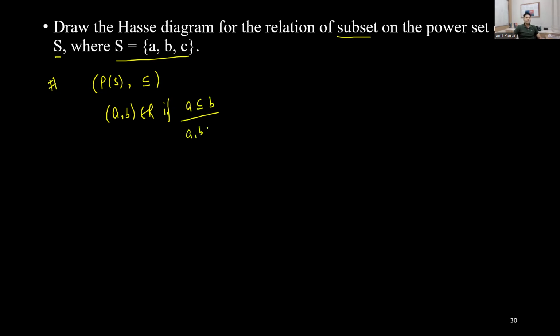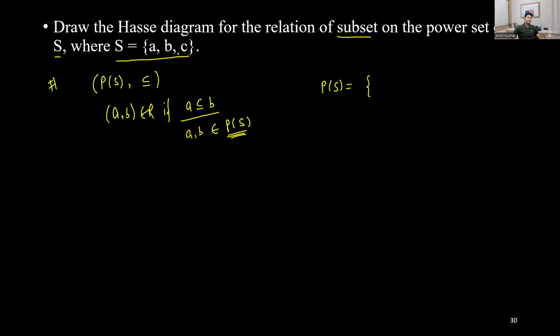From where do these A, B come? They come from the power set of S. So the thing is that first we should know what the power set of S is. The power set of a set is the collection of all the subsets of that set.